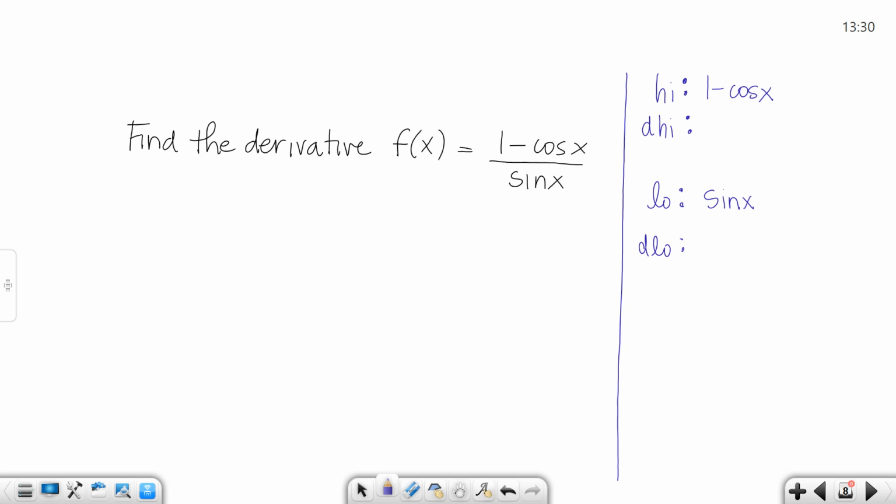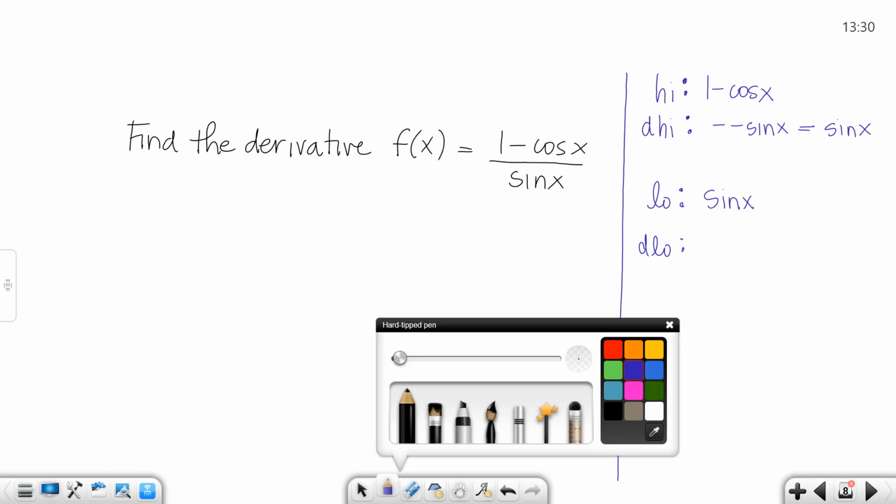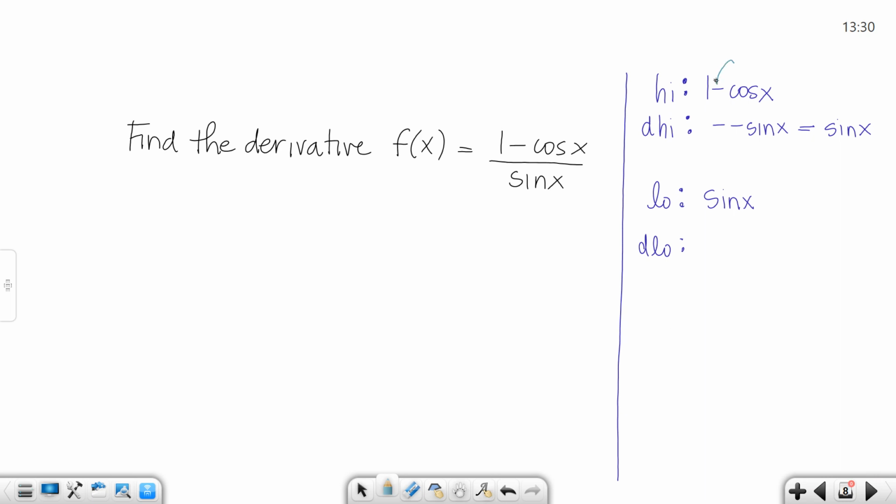Okay, the derivative of 1 is just 0, and the derivative of cosine is negative sine. So taking this derivative, you would have the negative of negative sine x, which would actually make this d high a positive sine x. Let's talk about those signs one more time. You have a negative here, so that's where that one works out. And remember that the derivative of cosine is negative sine, so two negatives would make a positive sign there.